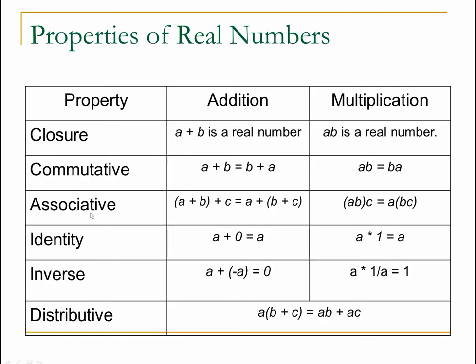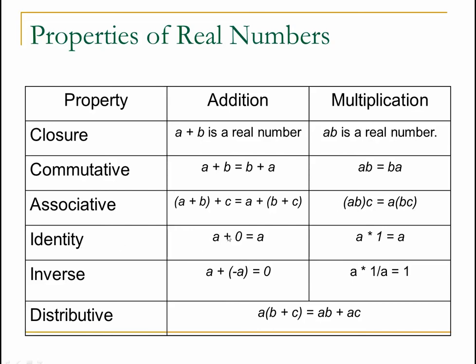The associative property of addition says that if you're adding three numbers, it doesn't matter if you add the first two and then add the third one, or add the last two and then add the first one. Let's do an example: 1 plus 2 plus 3. You can do 1 plus 2, which is 3, and then add the 3, which gives you 6. Or you can add the 2 and the 3, which gives you 5, and then add the 1, which gives you 6. It's the same thing. So if you're adding all three of them, it doesn't matter how you group or associate them. Same thing for multiplication: 1 times 2 times 3 gives the same result no matter how you group them.